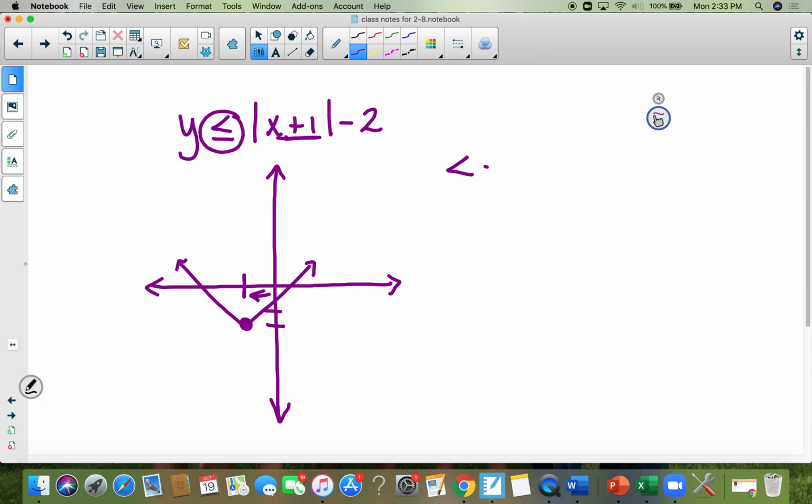Remember, less than, you shade below. Greater than, you shade above. This is less than, so you just shade below. And that's all the notes for the second part of 2.8.